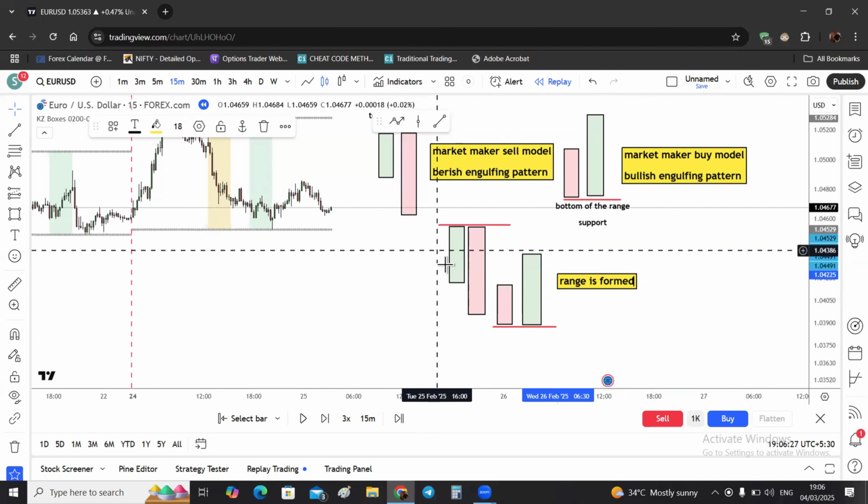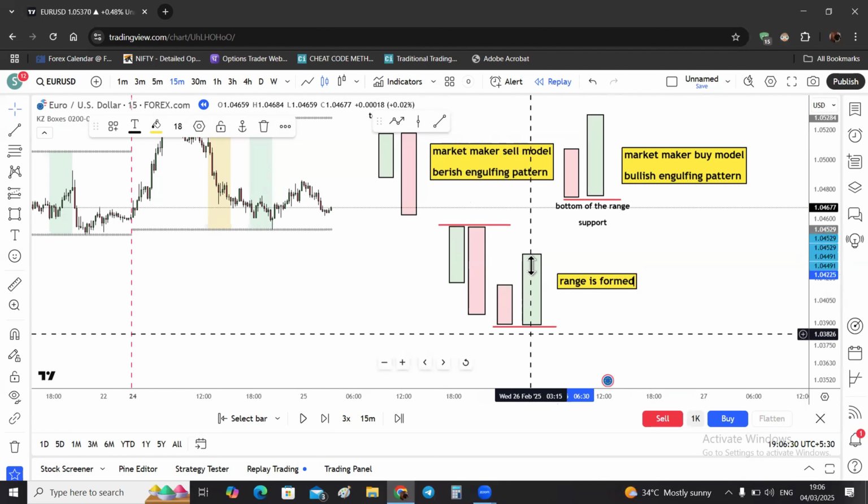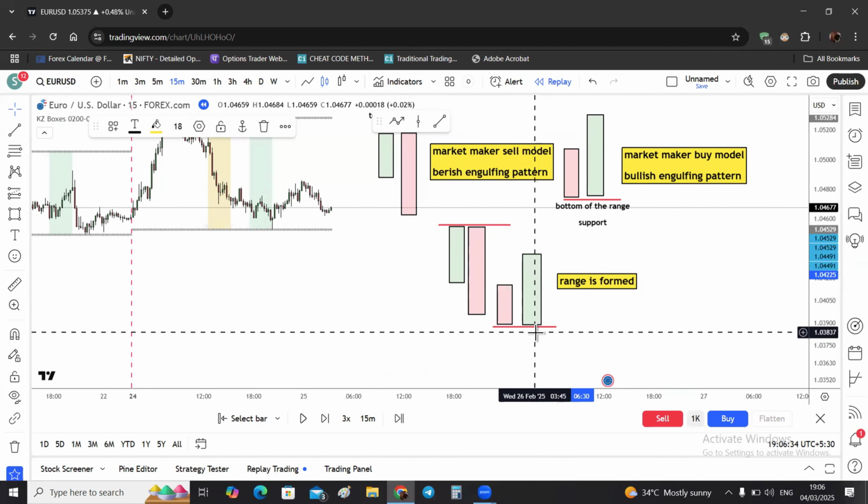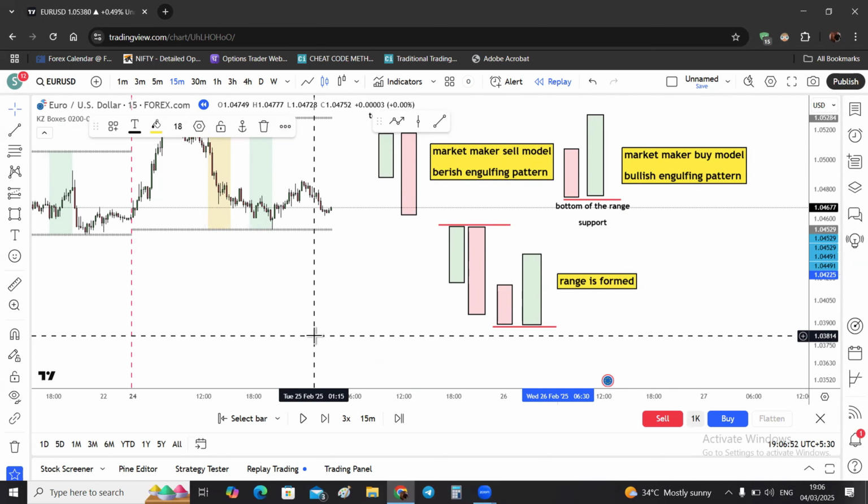And when we combine a market maker sell model and a market maker buy model together, we have the top of a range and the bottom of a range, meaning a range is formed in the market. So basically, range is our friend. And your job as a trader is to identify a clear range in the market.